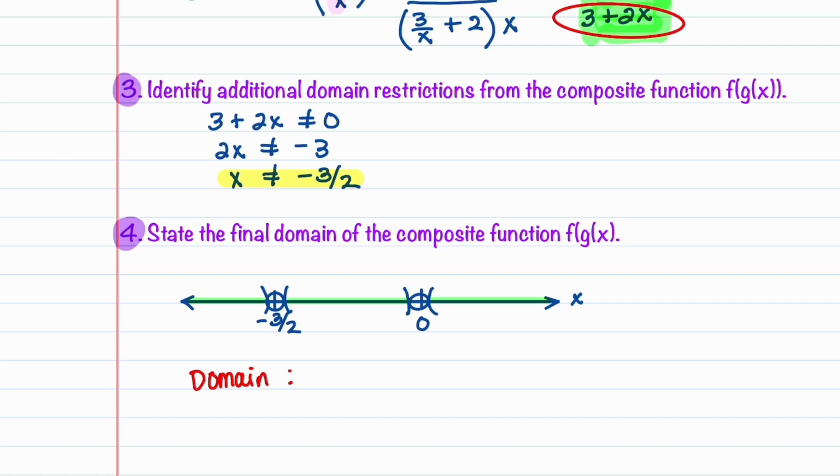Our domain then is going to be from minus infinity to minus 3/2, union, that's marked with a U, minus 3/2 to 0, and then from 0 to infinity. So it just includes all numbers not equal to minus 3/2 or 0.